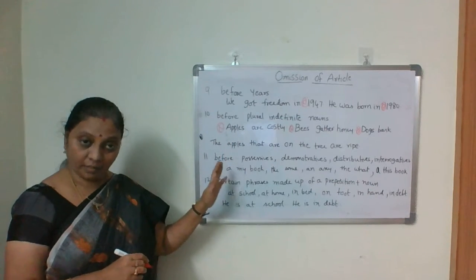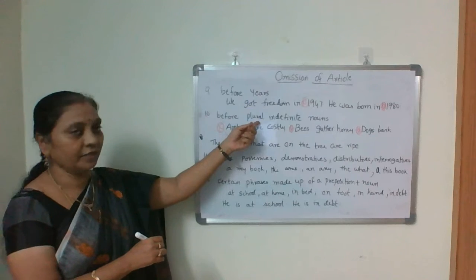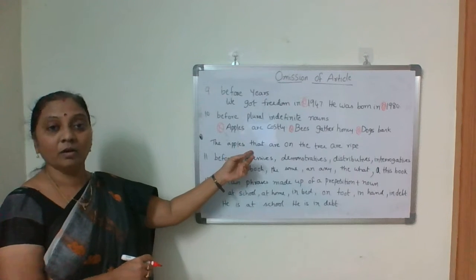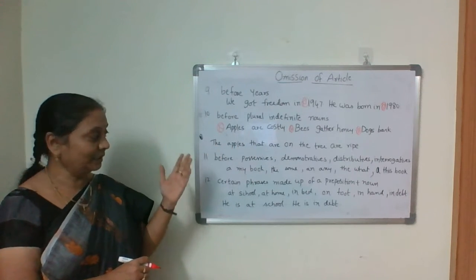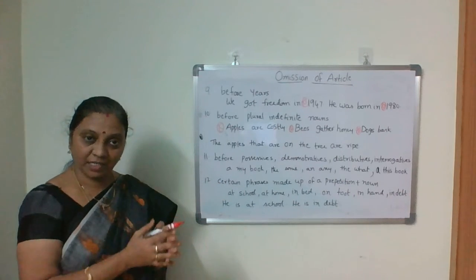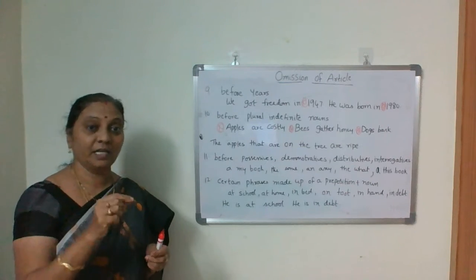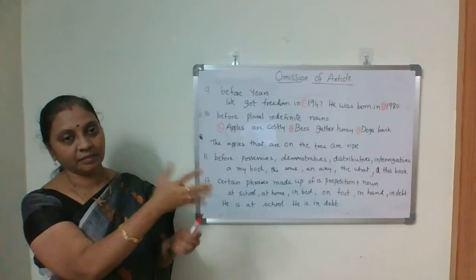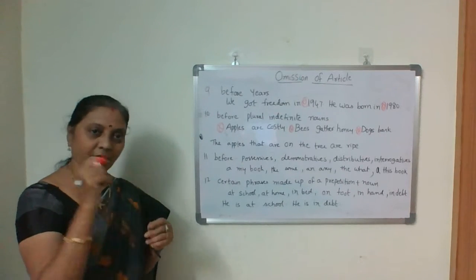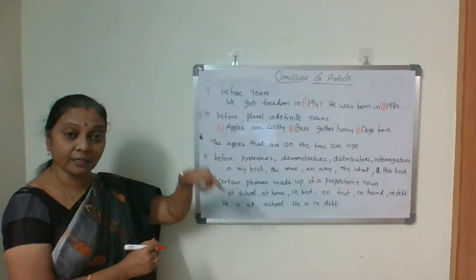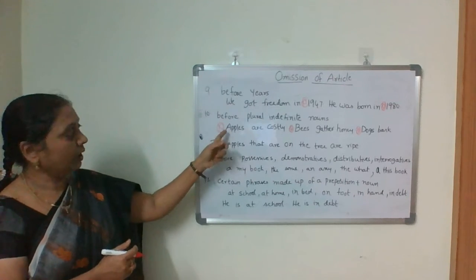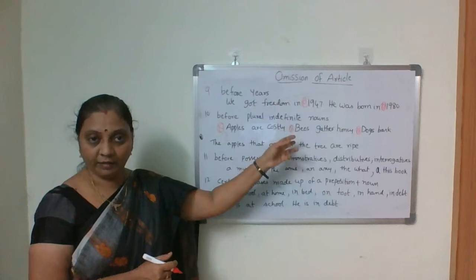But we use article the when you make it definite, isn't it? When you make plural nouns definite, especially in a relative clause, then you can go for article the. The apples that are on the tree are ripe. The apples that are on the table are red in color. In such cases, you are pointing out particular things, so you can use the. Otherwise, no article is required before plural indefinite nouns.